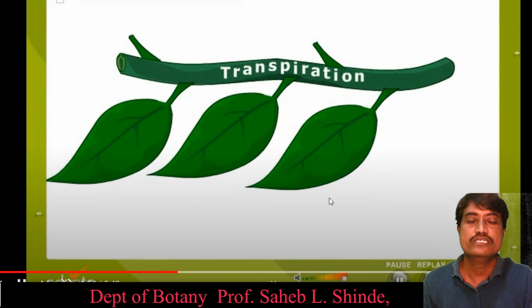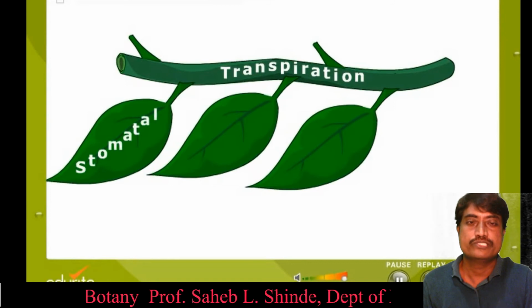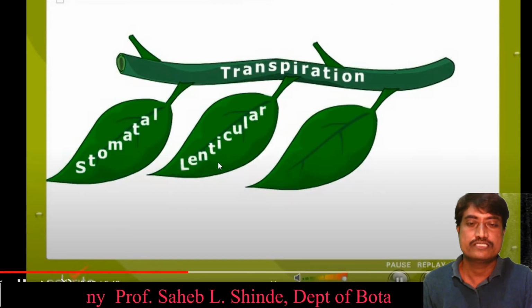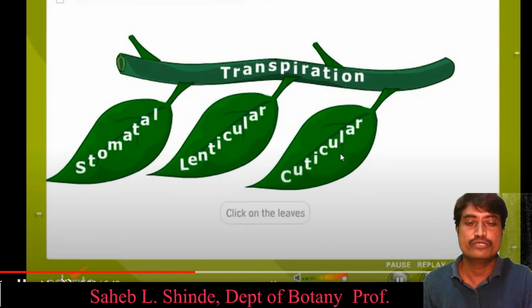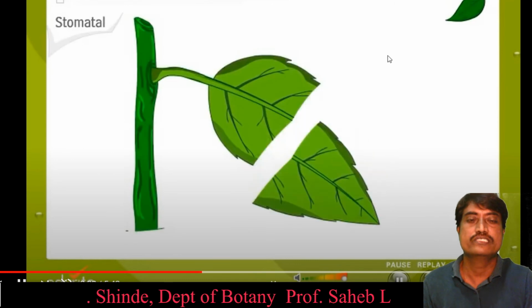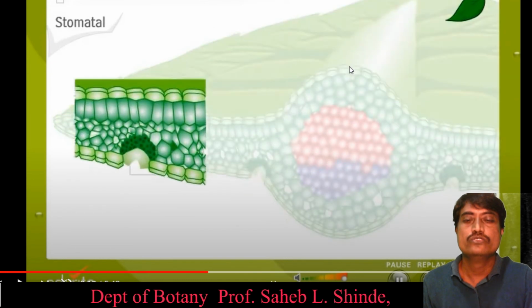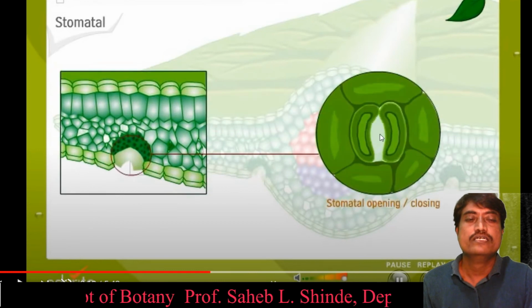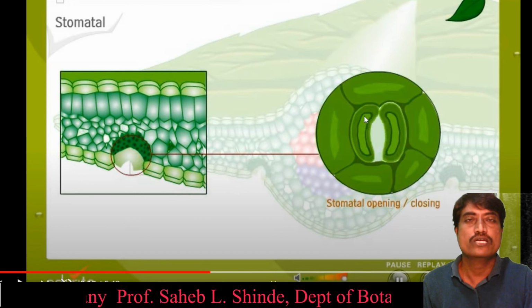Now see here, the types of transpiration process. There are three types of transpiration process. One is stomatal, second is lenticular, third is cuticular transpiration. One by one, you see the types of transpiration. See, this is stomatal transpiration. Now this is a stomata. These are the two guard cells, where opening and closing continuously occur.